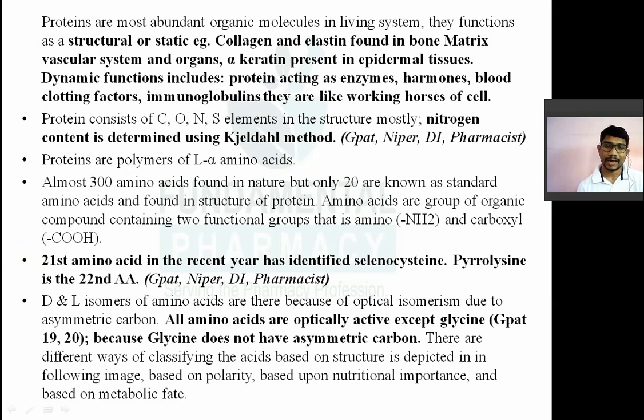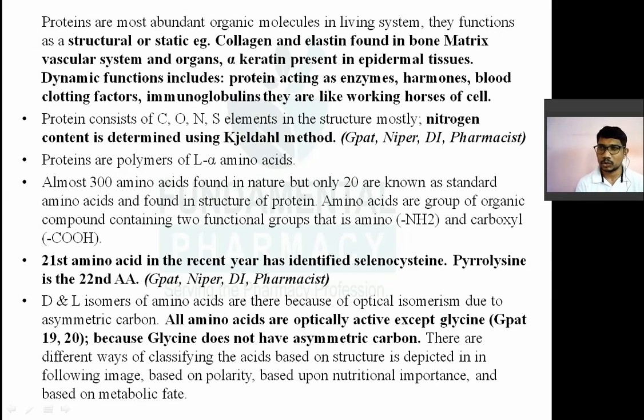Again, these amino acids can be classified on different basis of metabolic fate. Metabolic fate means वो amino acid से क्या बनता है? Some amino acids will give glucose molecule, so they are known as glucogenic amino acids. Some amino acids will give you ketone bodies, so they are known as ketogenic amino acids. So depending on the metabolic fate, they are also classified. Depending upon the nutritional requirement, they are also classified.